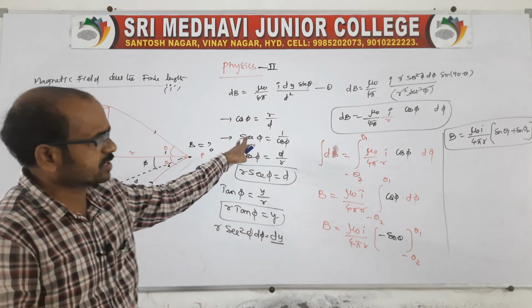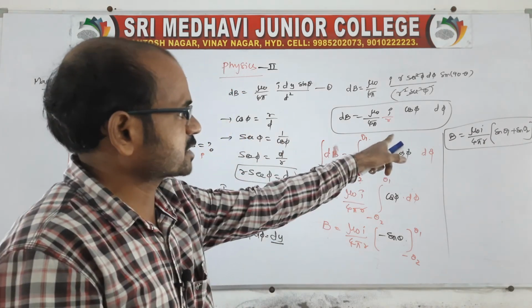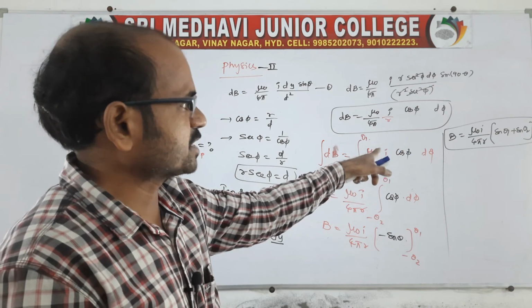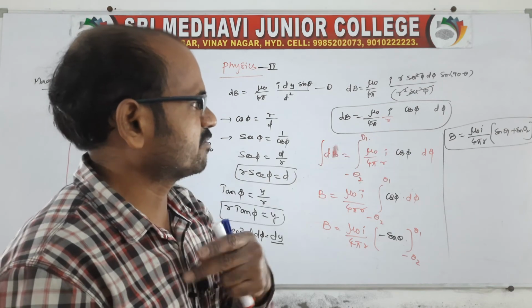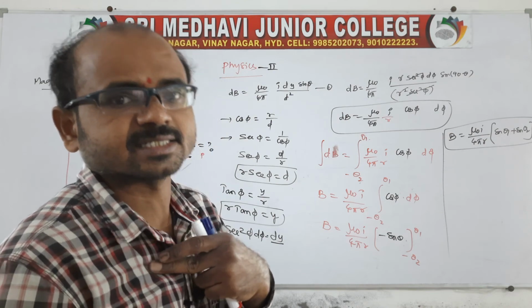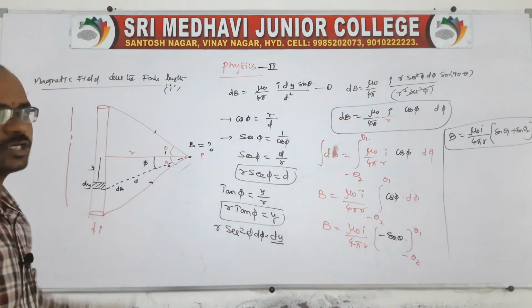This derivation is not at all required. Only that final expression is required. B is equal to mu naught I by 4 pi r into sin theta 1 plus sin theta 2 is very, very important.